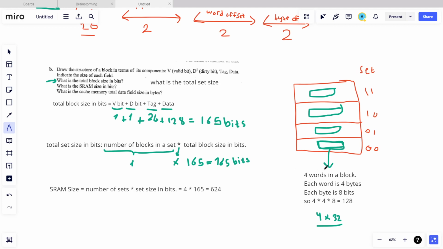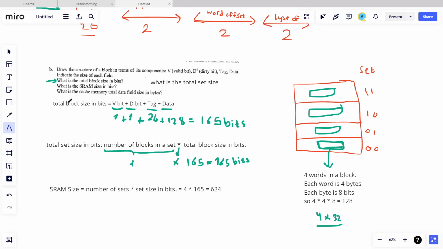So we have 4 words in a block. Each word is made of 4 bytes and each byte is made of 8 bits. So 4 times 8 times 4, because 8 bits times 4 bytes, since one word is 4 bytes and one byte is 8 bits. Multiply them and then multiply by 4, because we have 4 words in a block, and then we get the data. Or you can just take the shortcut I created: find the number of words and always multiply by 32. Sometimes it's going to work, sometimes it won't, because there might be some changes in the question.